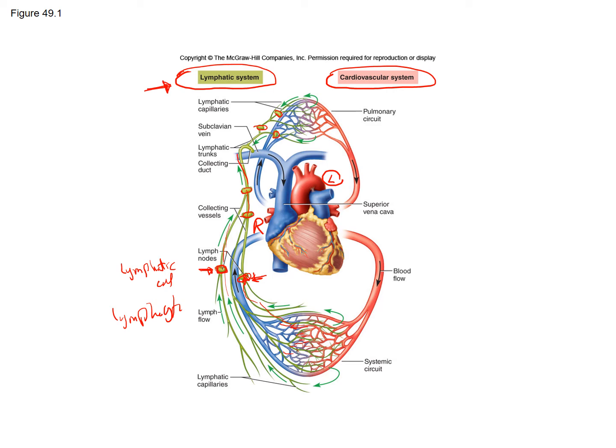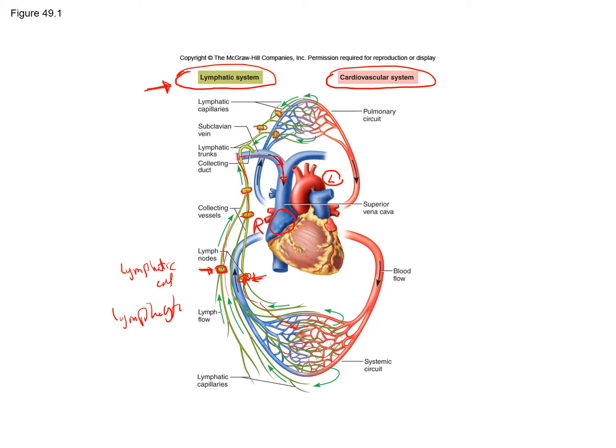and will be collected at the lymphatic trunk, and it's going to pass through the subclavian vein, from subclavian vein to the superior vena cava, of course, to the right atrium.